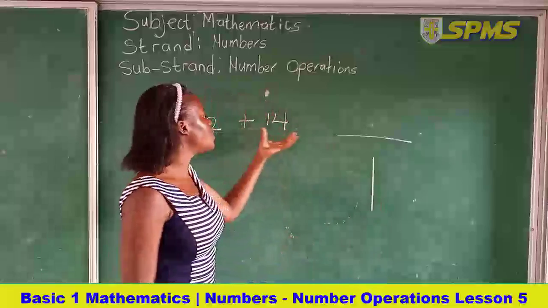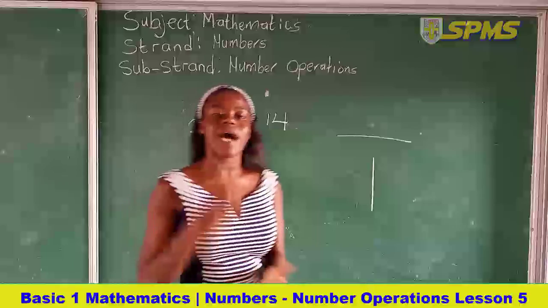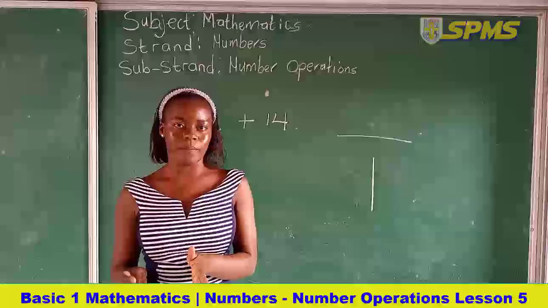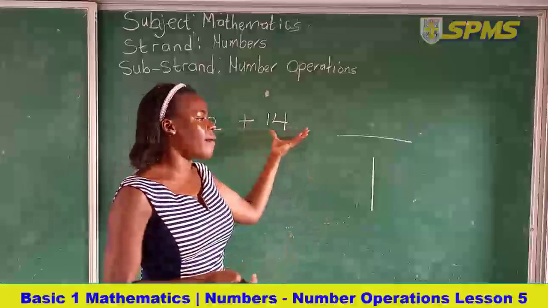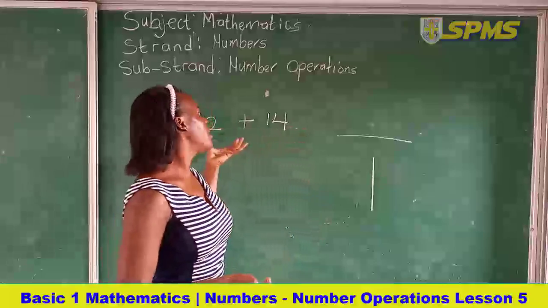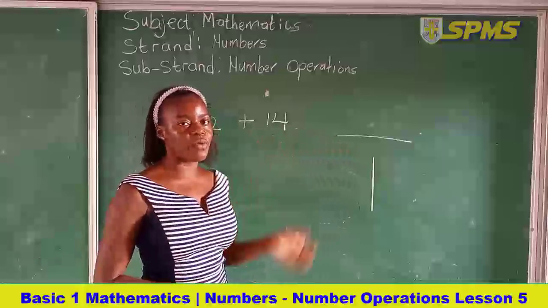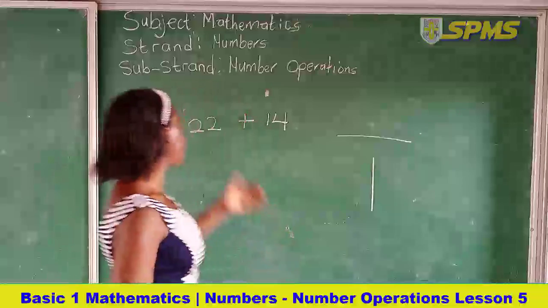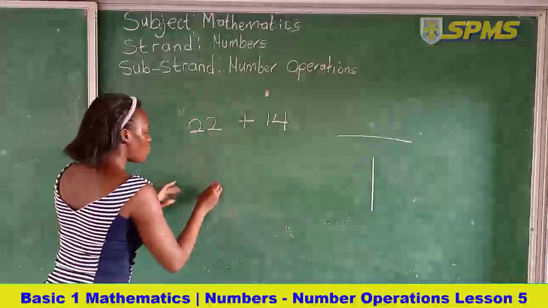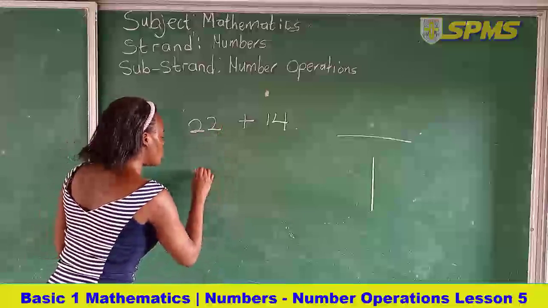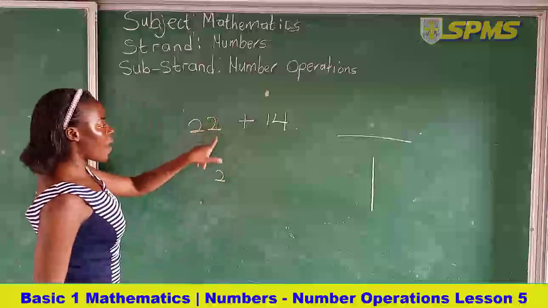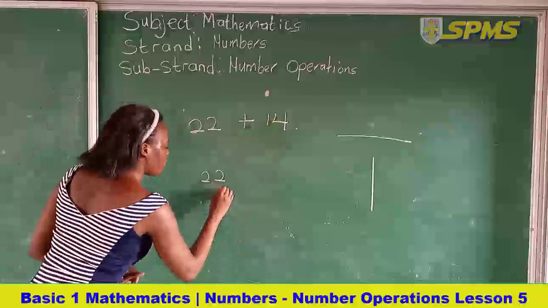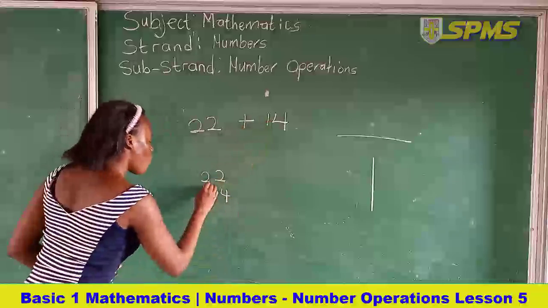So if you are given 2-digit numbers, you can arrange them in vertical form. So these numbers in their horizontal form, we are going to arrange into vertical form. I have 22. The last digit is 2. That is our ones. And the tens is 2. Ones, 4. Tens, 1.